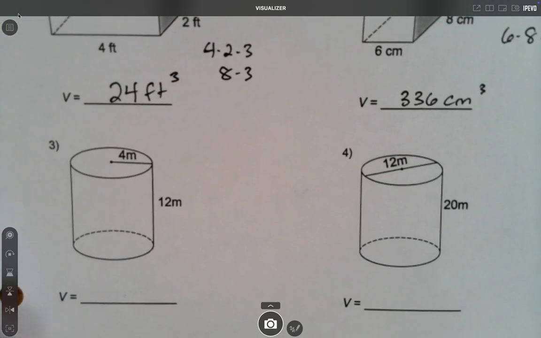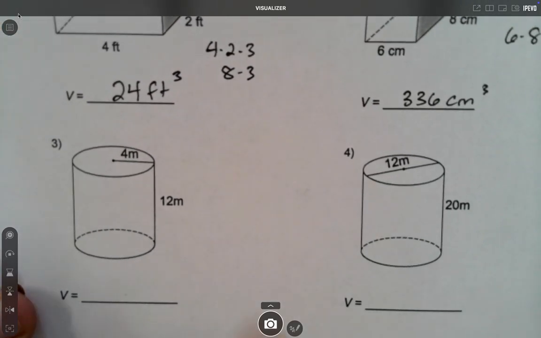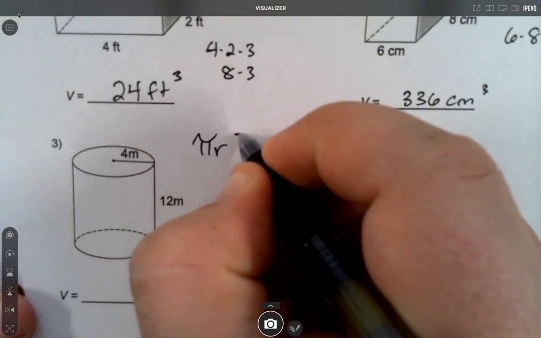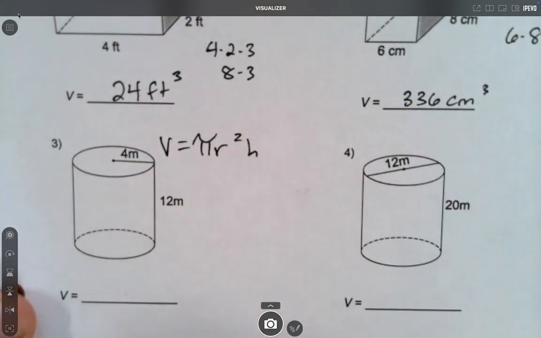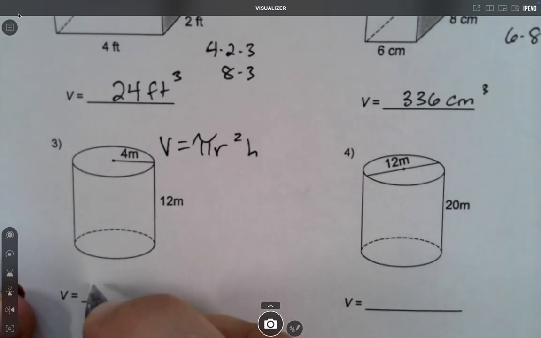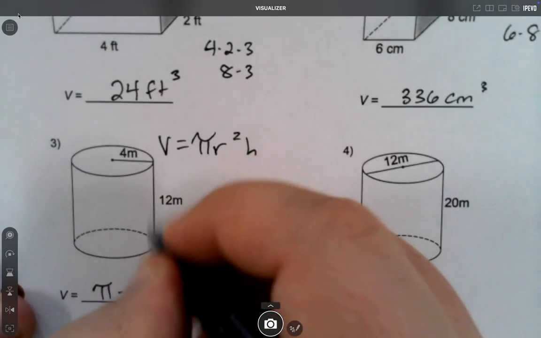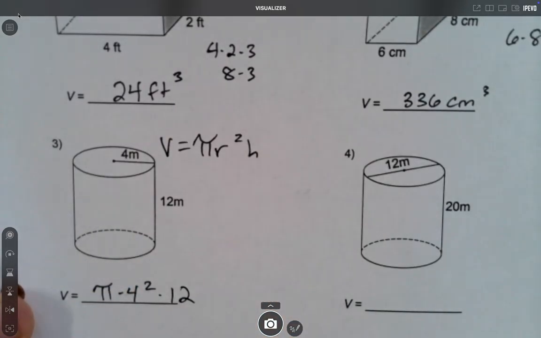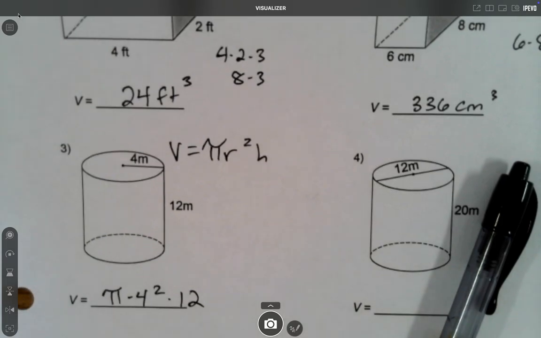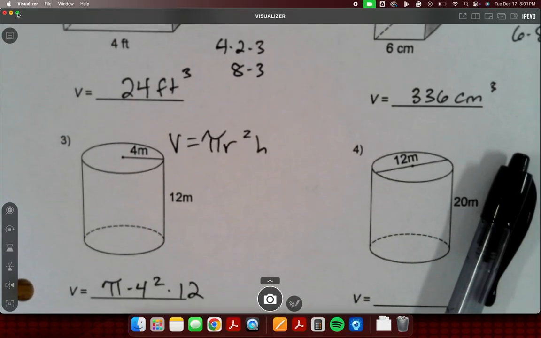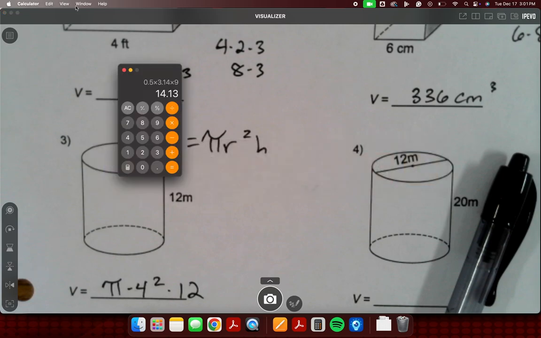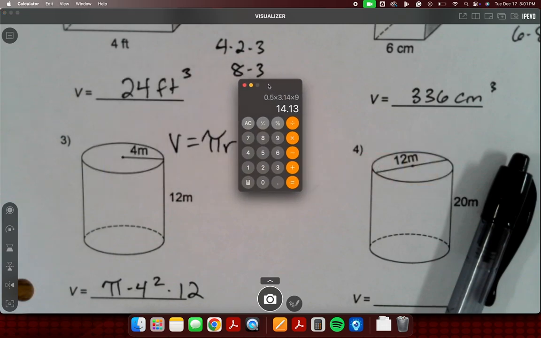Okay, now we're doing the cylinders. So remember, the cylinder formula is pi r squared h. So on this one, the radius is 4. So I do pi times 4 squared times the height, which is this 12. So in my calculator, what I would do is I would just go ahead and do 4 squared, get 16, times 12 times 3.14.